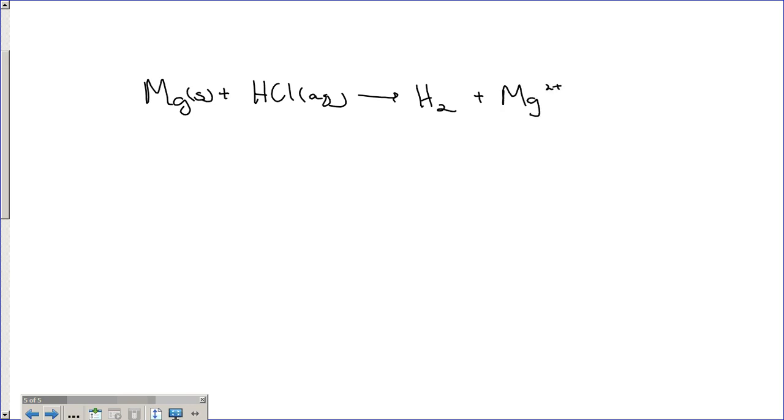Okay, and then the last one is not here. Let's write it in. Where you would have the displacement of a metal, and then aqueous hydrogen gas. Magnesium reacts readily with hydrochloric acid, and hydrochloric acid is going to form hydrogen gas, and then we're going to have magnesium ion. If you wanted to write it molecularly, you would have magnesium chloride, and then of course you would ionize this.